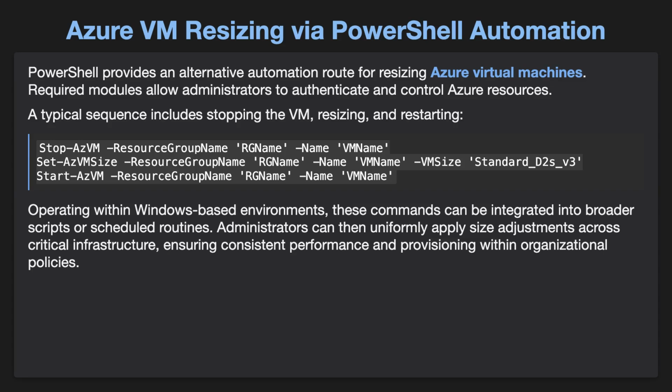PowerShell: Stop-AzVM -ResourceGroupName RGName -Name VMName, Set-AzVMSize -ResourceGroupName RGName -Name VMName -VMSize Standard_D2s_v3, Start-AzVM -ResourceGroupName RGName -Name VMName, operating within Windows-based environments.